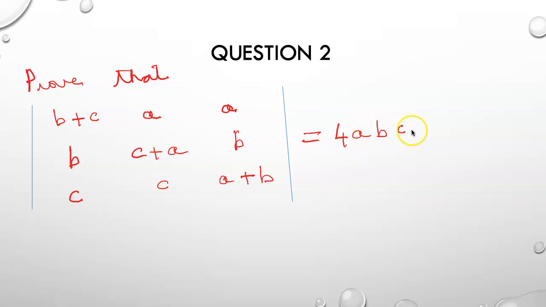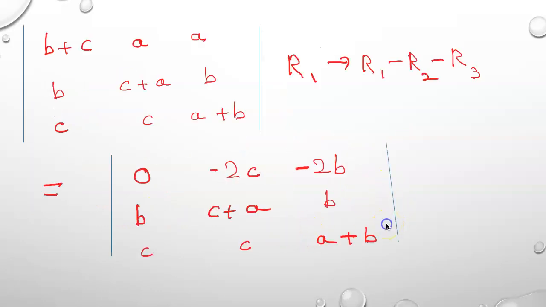Next question. Prove that the determinant of B plus C, A, A, B, C plus A, B, C, A, A plus B is 4ABC. So if I do R1 minus R2 minus R3, the first row becomes 0. This is A minus C minus C, so minus 2C, the A gets cancelled. Again the A gets cancelled, you get minus 2B. The second and third rows remain unchanged.